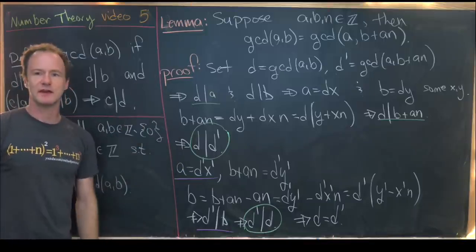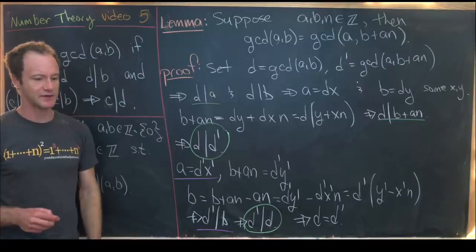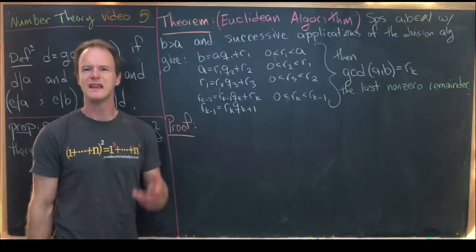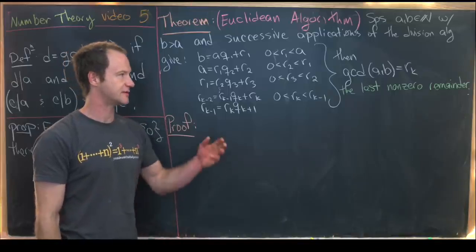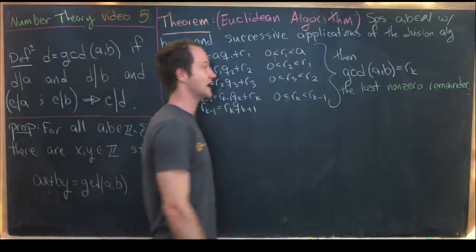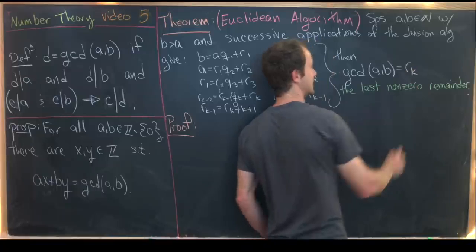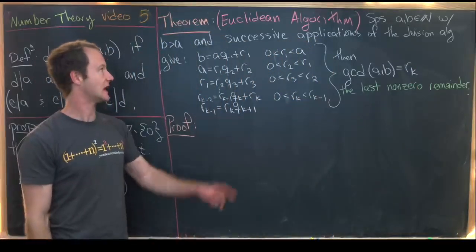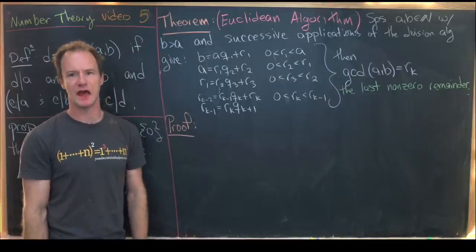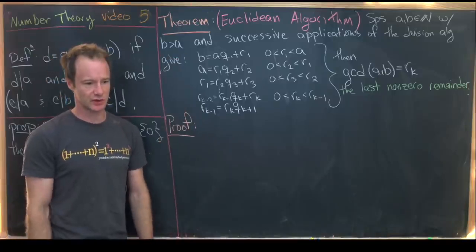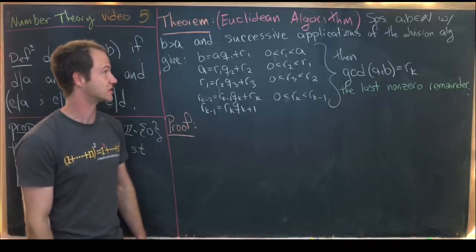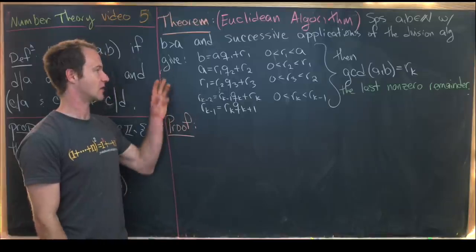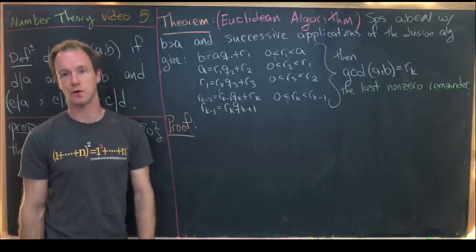Okay, so let's maybe get rid of this, and then we'll talk about a computational strategy for finding the greatest common divisor. Now we're going to look at a computational strategy for finding the greatest common divisor, known as the Euclidean algorithm. So we want to start with two natural numbers a and b, where b is bigger than a, although this can most assuredly be generalized to integers. And then successive applications of the division algorithm give us the following equations.